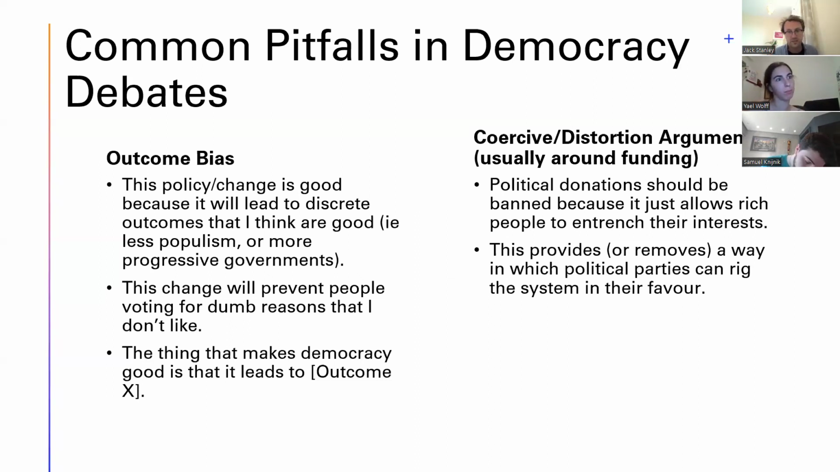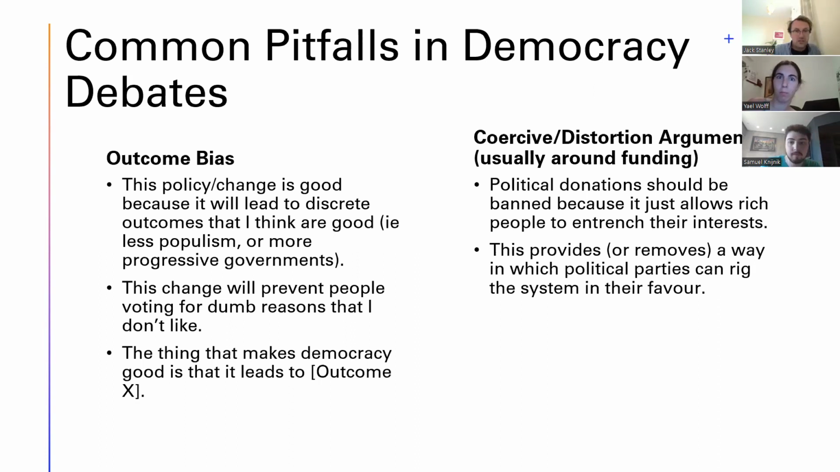So what do I mean when I'm talking about outcome bias? I've got a few examples here. The policy or change to democracy that we're talking about is good because it will lead to individual outcomes that I think are good. So less populism or more progressive governments. The second outcome that we might look at is it prevents people voting for dumb reasons that I don't like. And the third is the thing that makes democracy good is that it leads to a particular good outcome. That might be the enshrinement of human rights. That might be that it leads to less wars and conflicts. That might be that it leads to greater economic growth. And that those things are good things as a result of democracy, and that's why we support them.